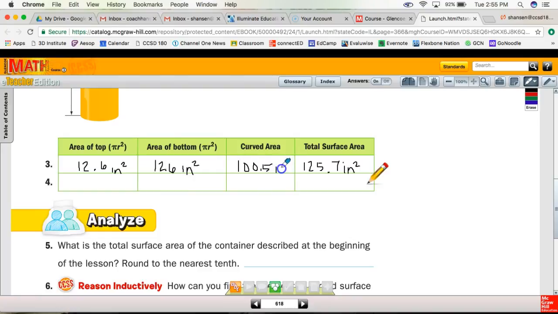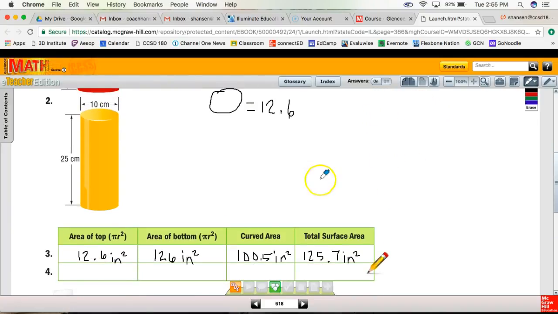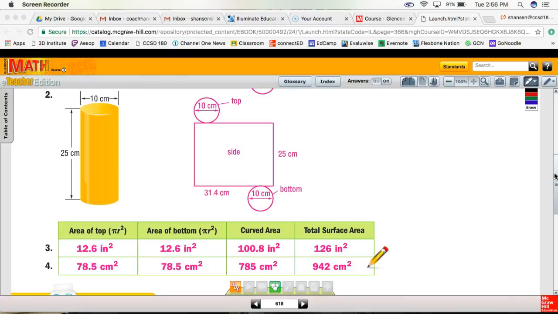So why don't we do this? Let's give you a few minutes to try the second one on your own. Pause the video and come back and check it with mine when you are ready. And we're back. Here's what your diagram should look like. Circle on top, circle on the bottom, rectangle in between. The diameter is 10, the diameter is 10. This side length is the height of the cylinder, which is 25 centimeters.